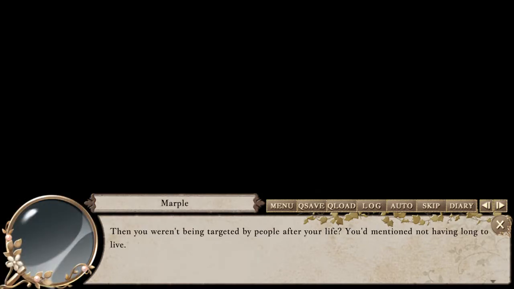Then you weren't being targeted by people after your life? You'd mentioned not having long to live. Ah, so I did. That was in reference to my sudden appendicitis.